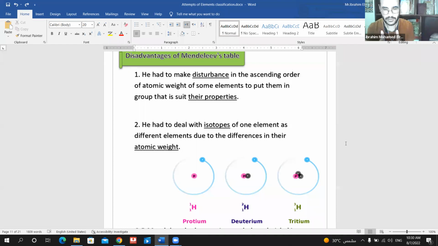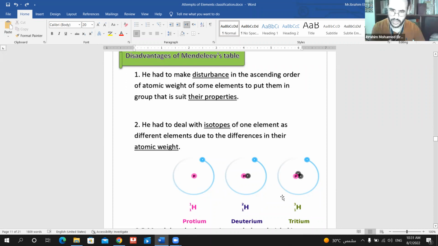The last disadvantage is that he had to deal with isotopes. Isotopes are atoms of an element that have more neutrons. So if we have that element here, it has electrons, protons and neutrons. Okay, so it is natural. What happens if it becomes radioactive? It has more neutrons, so the atomic weight of this element will change. Instead of one, it will have two, maybe three. But all of them are the same element.